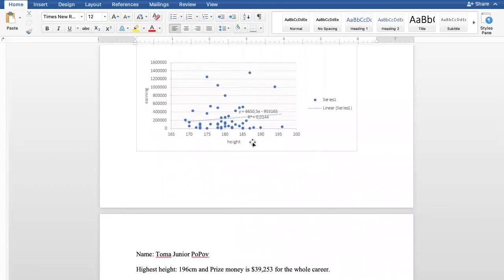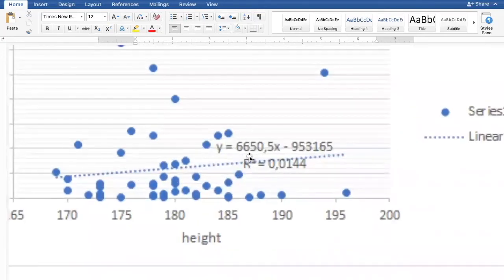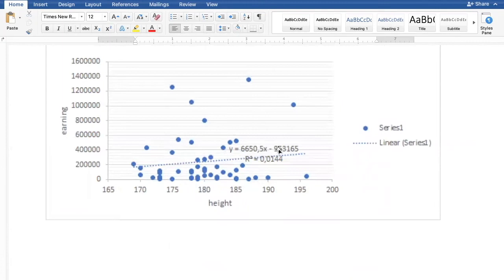Here you generate height and prize money, and you use Excel. Here you can find the correlation, which is the square root of this value, because this is r squared, right? And correlation is r, so you apply the square root. Now let me ask you this: what is this? This is an equation. Y is equal to 6650.5x subtracted by 953,165. Is that correct?